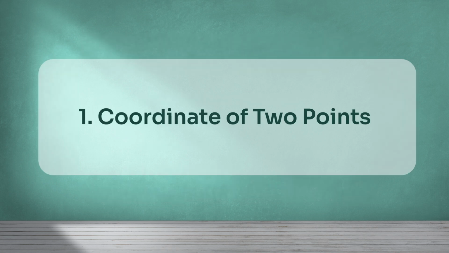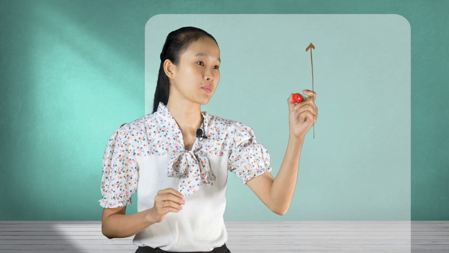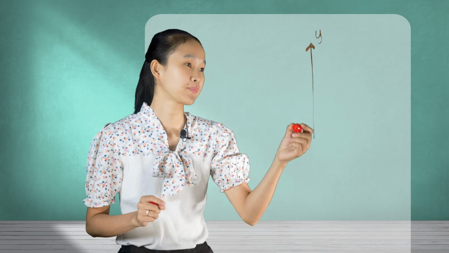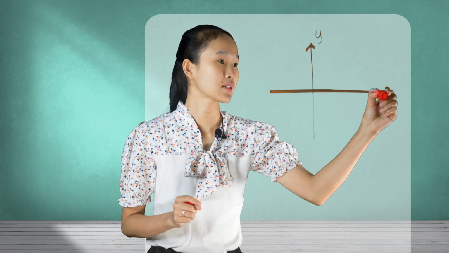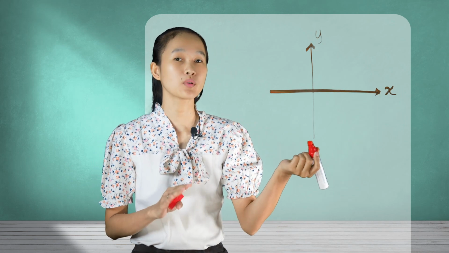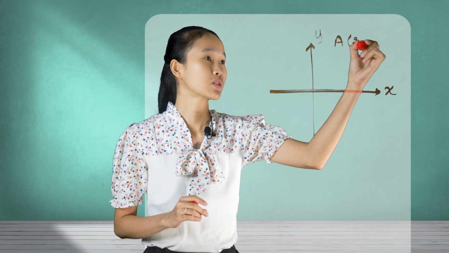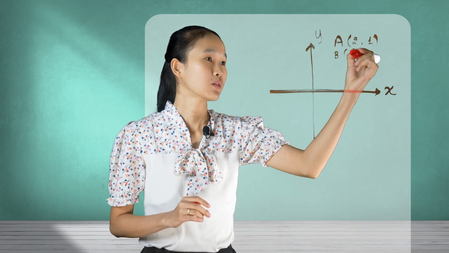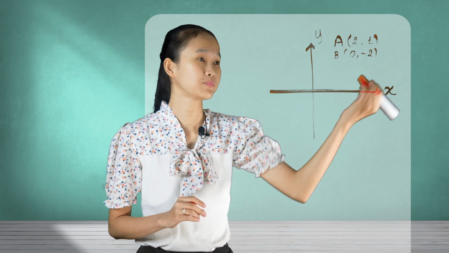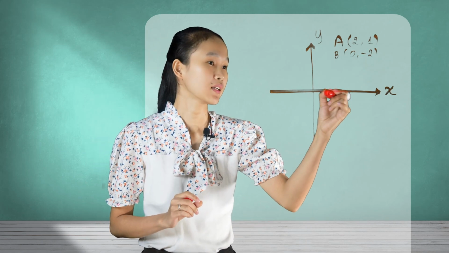Let's take a look at our first part, which is about coordinates of 2 points. Before we take a look at that, let's do some review about how to coordinate a point in a plane. Let's say we have this plane up here, which is the y-axis, and this is the x-axis. If you want to coordinate A, which is (2, 1), and B, which is (0, -2), then here's how we do it.